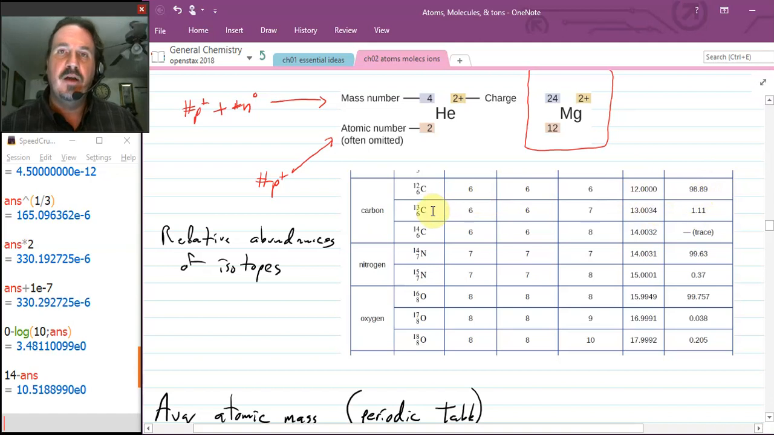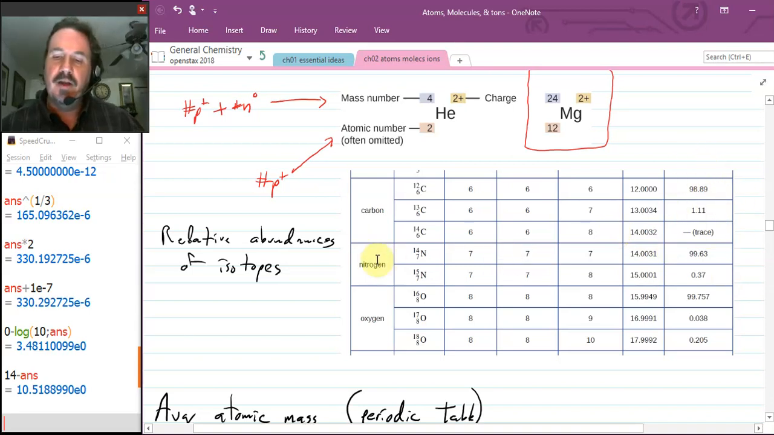Carbon-13 we saw on the PhET simulation was also stable, but it's only 1.11% of what's out there. Carbon-14 was unstable. We know it can exist, but it doesn't stick around for very long. It's just a very small trace amount. So basically, all the carbon that you and I are made of, all the carbon out there in the world, is carbon-12 and carbon-13. Which is why, if you add up their percentages, it's going to add up to 100%.